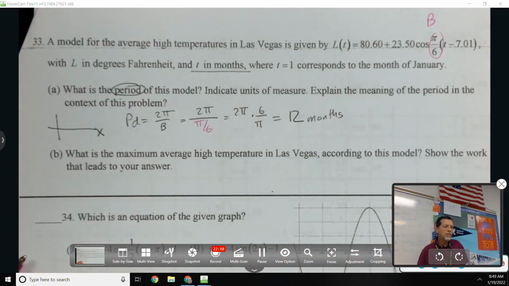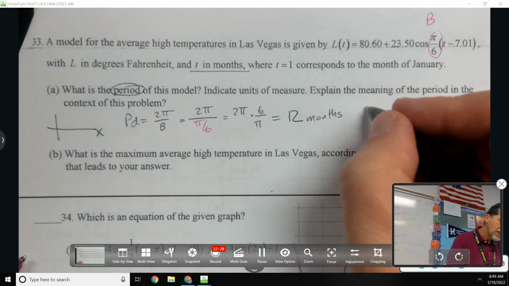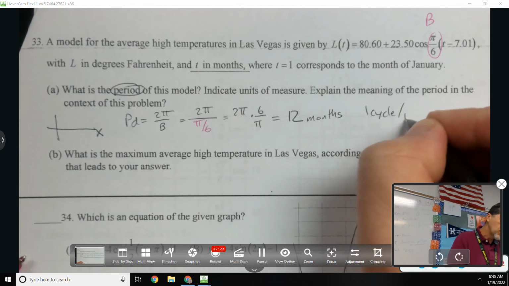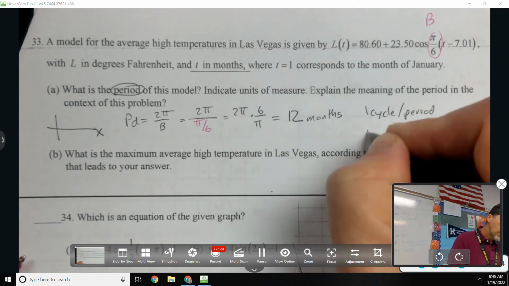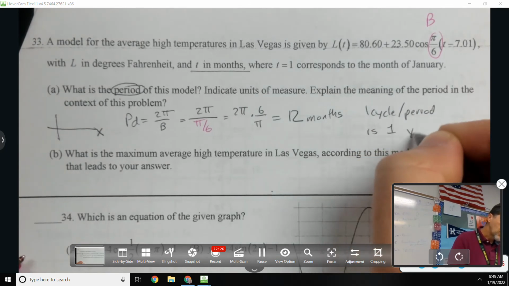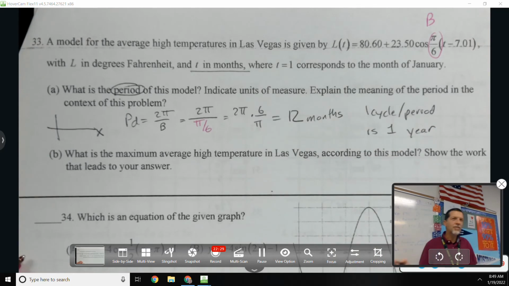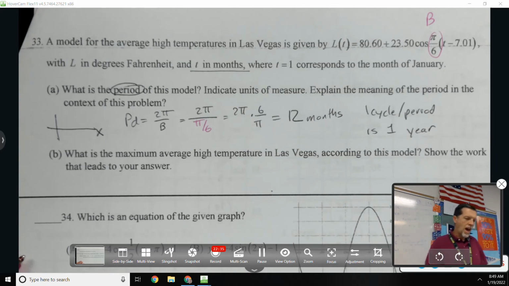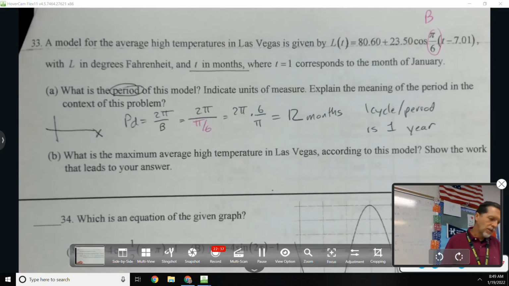Explain the meaning of the period in the context of this problem. It takes one year, one cycle, I guess. One cycle or one period is 1 year. That makes sense. Like after a year, it starts over again, right? Because you're back to January and you have the same average high temperature for January.